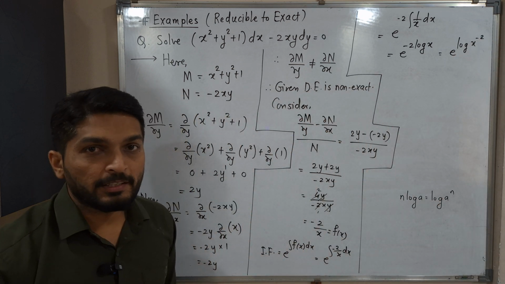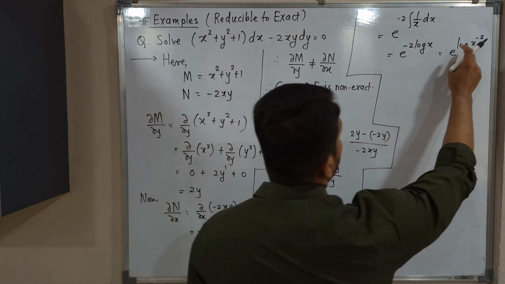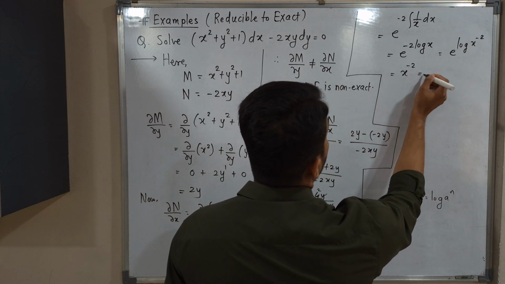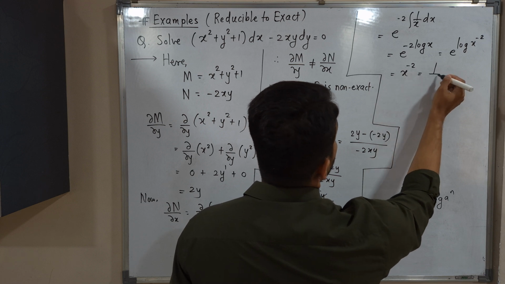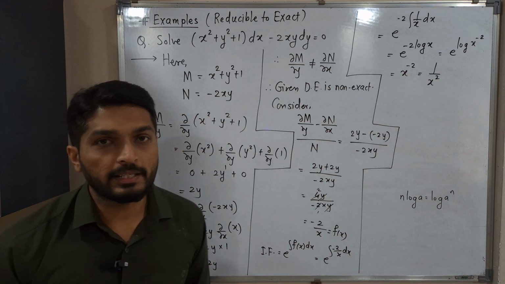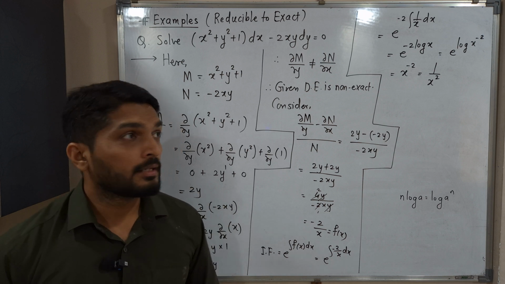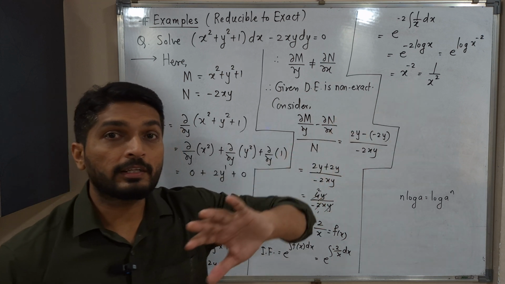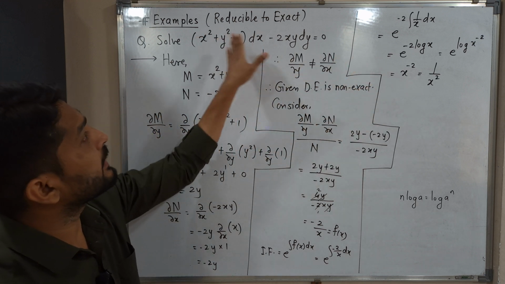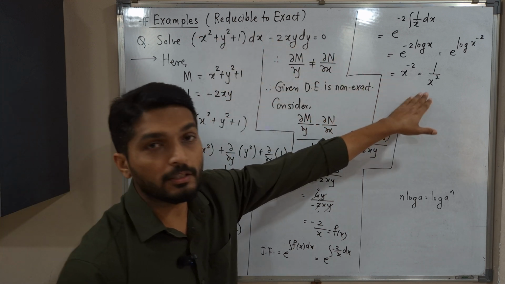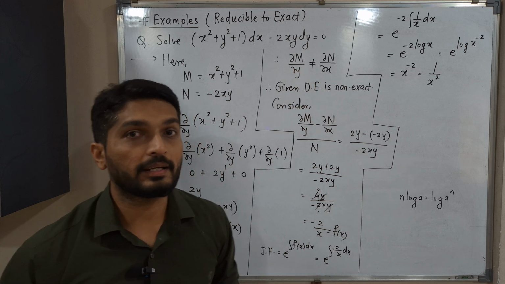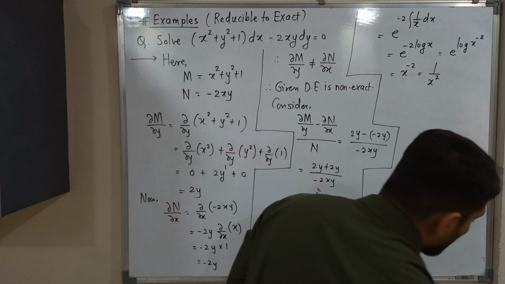So we will get one benefit of it. Log and e will get cancelled. It means x raised to minus 2. To change its sign, I will shift it to the denominator, then it will be x raised to 2 only. So this is our integrating factor. It means this integrating factor will create a magic. If you multiply the given differential equation by the integrating factor, this non-exact differential equation will be converted into an exact differential equation.